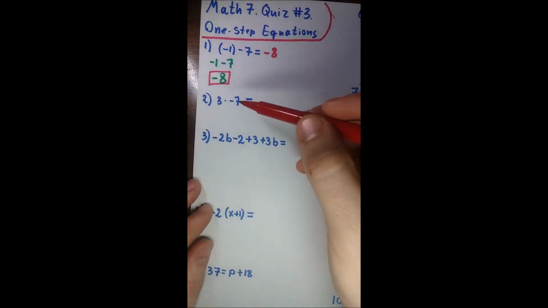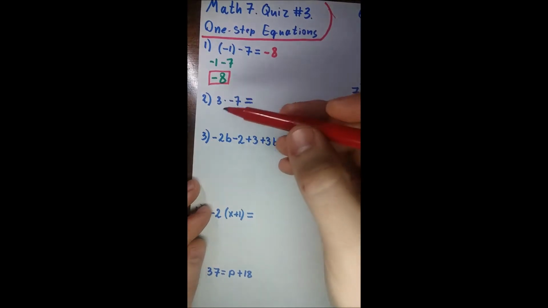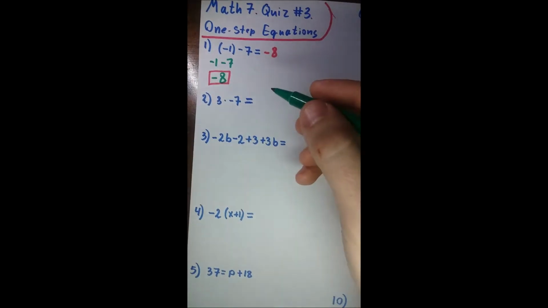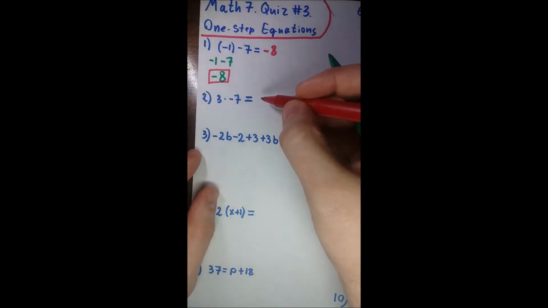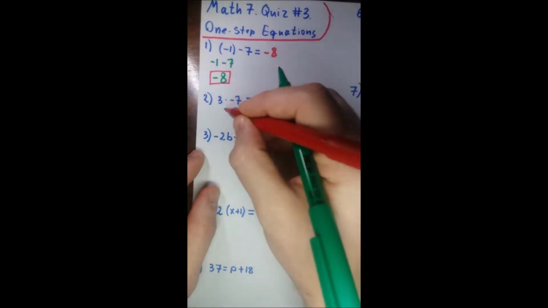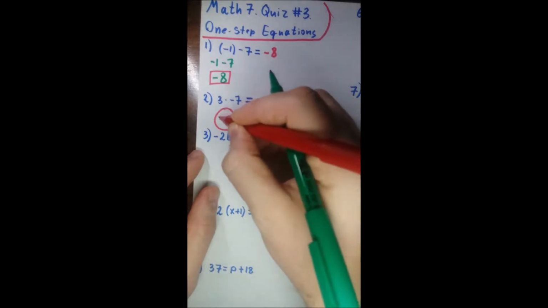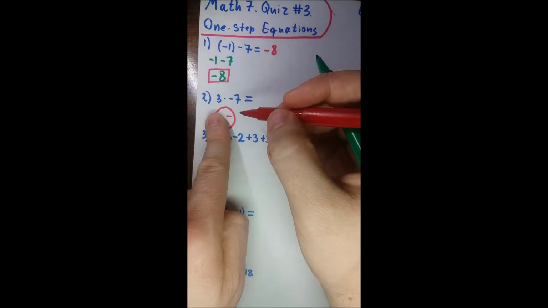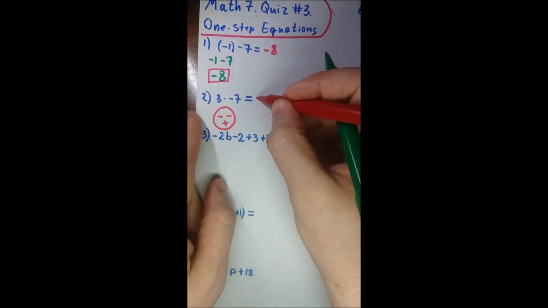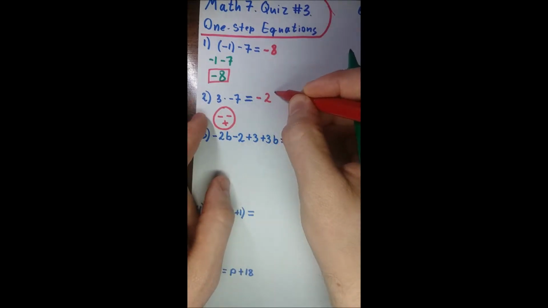Next one, question number 2. 3 times -7 is simply a multiplication of two numbers. One is positive, one is negative. So remember our sleepy man here. So if it's a positive and a negative, you simply cover it up. So your answer is going to be a negative. 7 times 3 is 21.